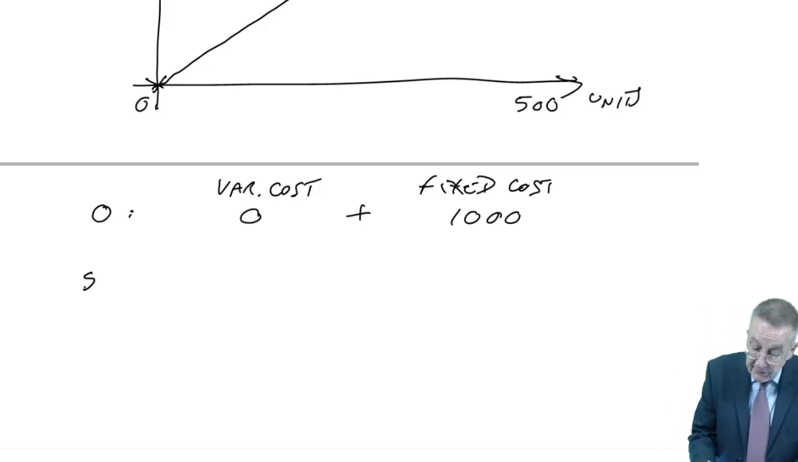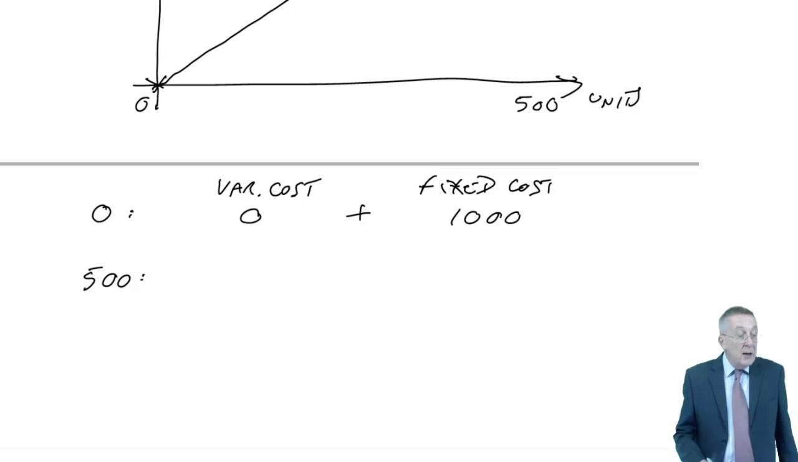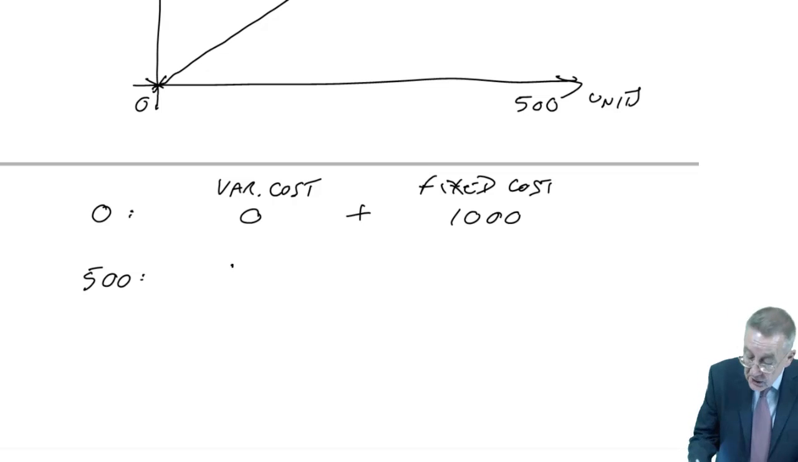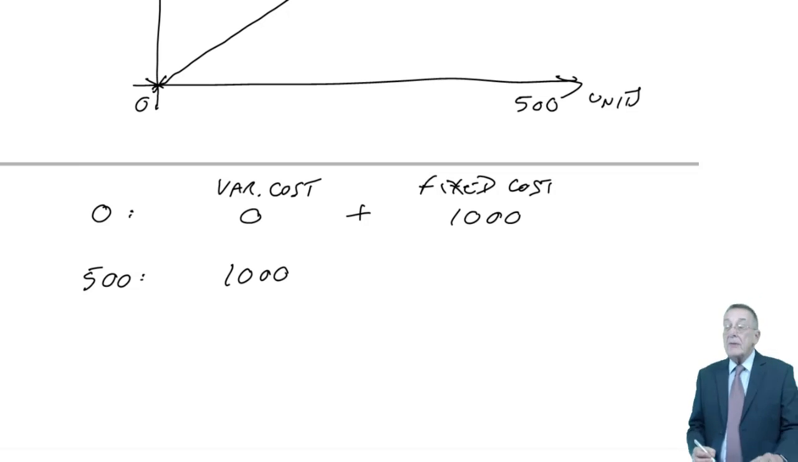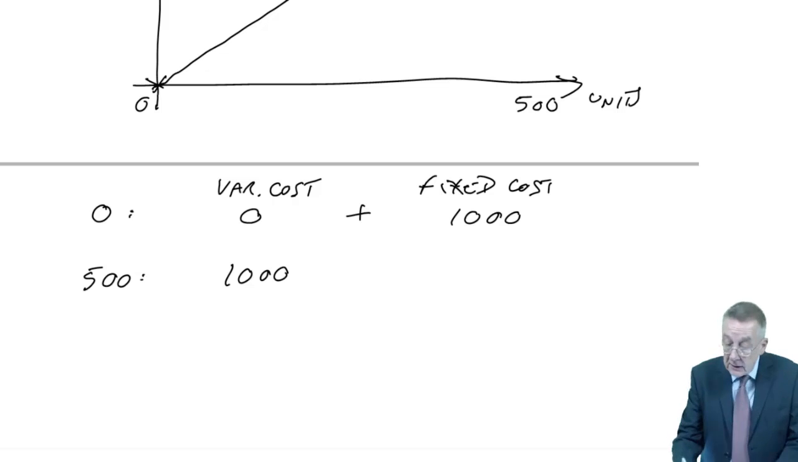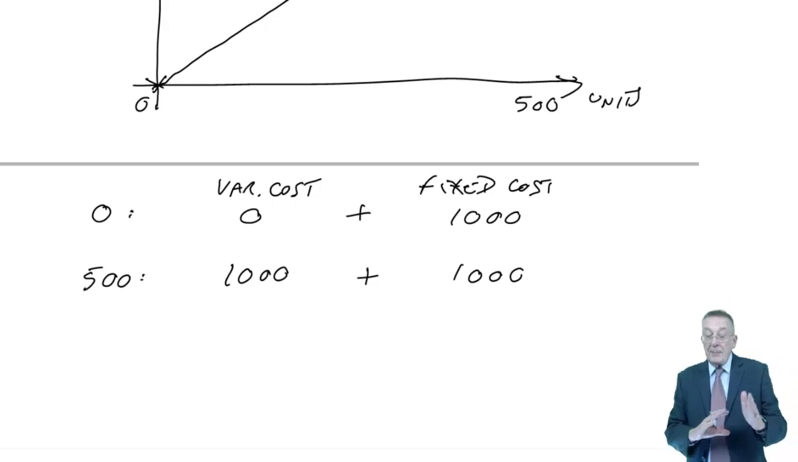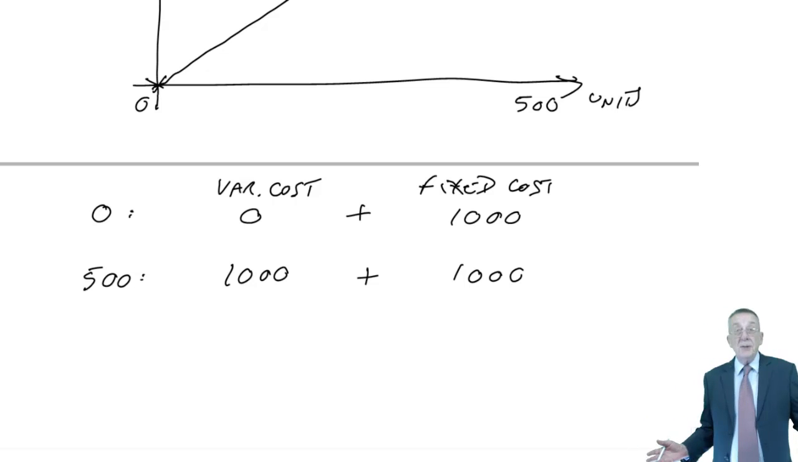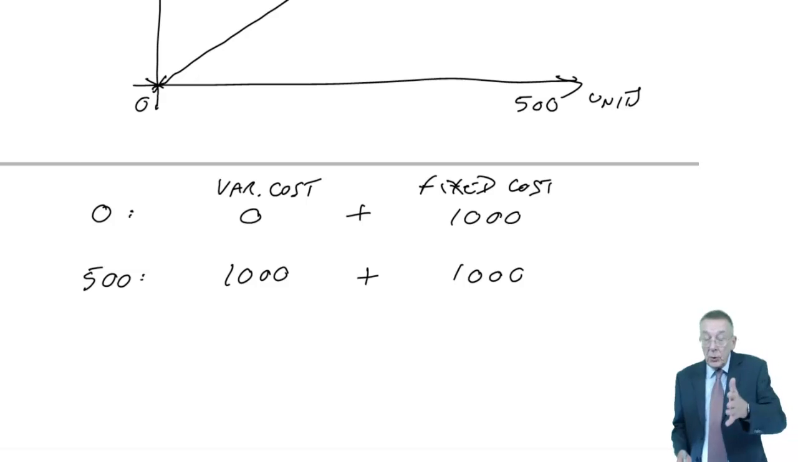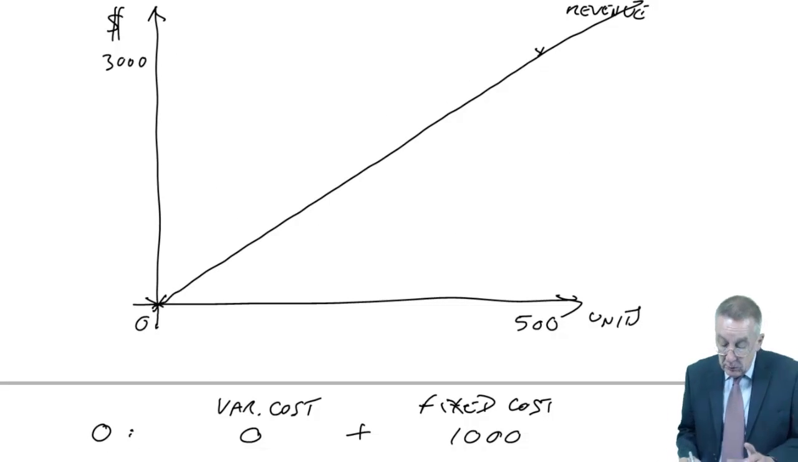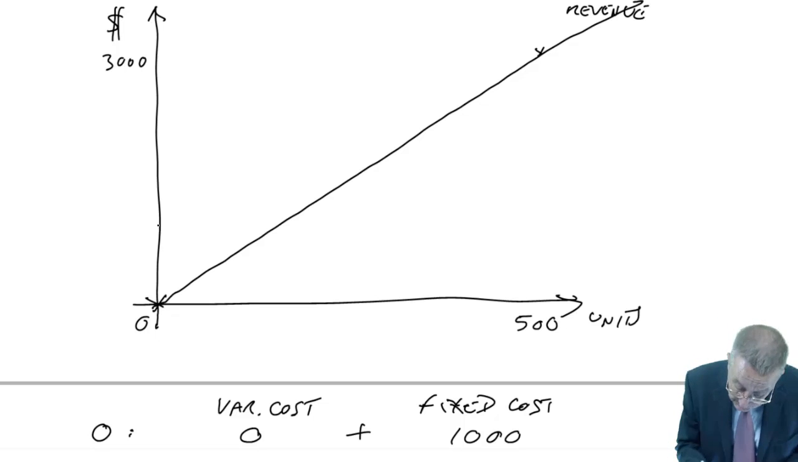What happens if we sell 500 units? Well, the variable cost was, I think, $2 a unit. So in total, the variable cost will be 1,000, and we've still got the fixed costs of 1,000. So whatever happens, the fixed cost is 1,000. The variable cost, of course, more units, more cost. And so I will show the fixed cost. 1,000 is about there.